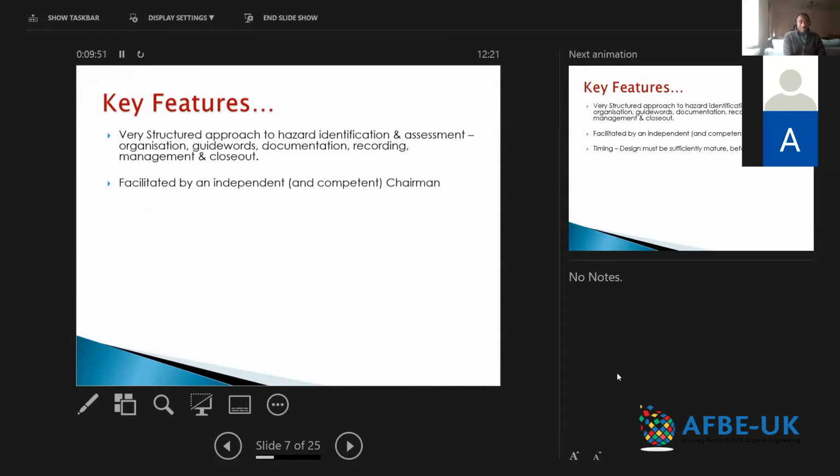It's facilitated by an independent and, I put in brackets there, a competent chairman. So the independence is quite critical. To chair a HAZOP, you've got to be, if you like, not a part of the design team. You've got to not have any responsibility or accountability for the design itself or for the project. You've got to be very independent. Obviously, in the process of preparing for the HAZOP, you have to learn about the process that you're going to be HAZOPing, but that is the extent to which you get involved in the design. You are not to be involved in the design at all.